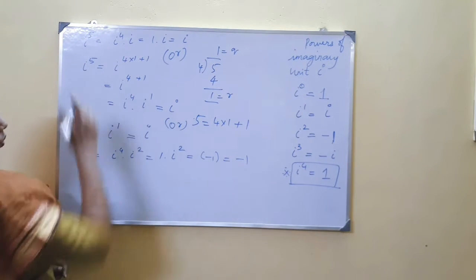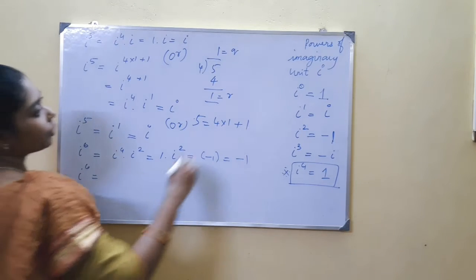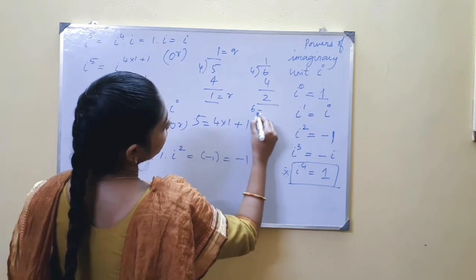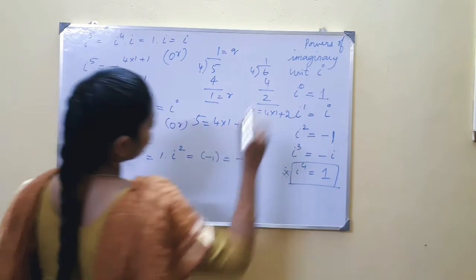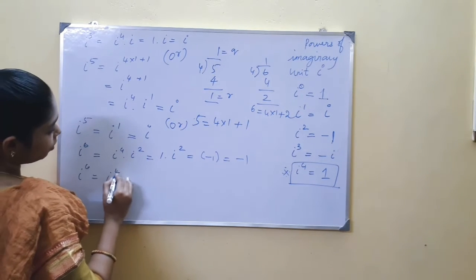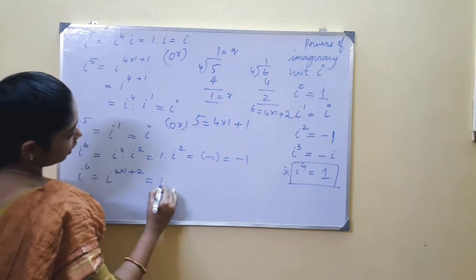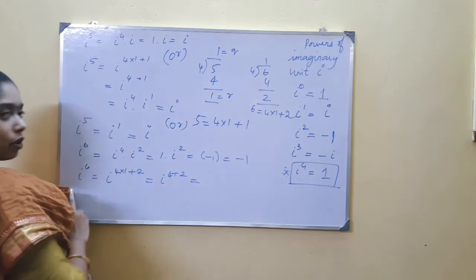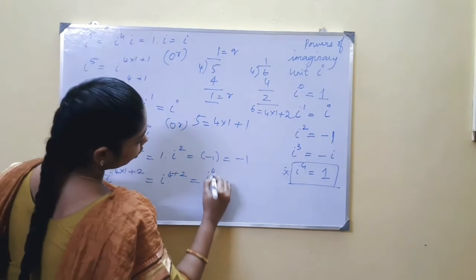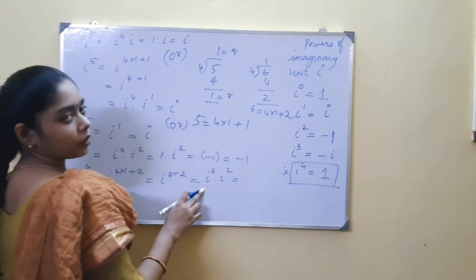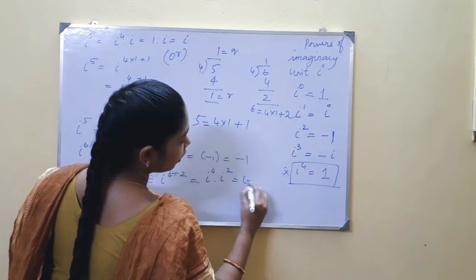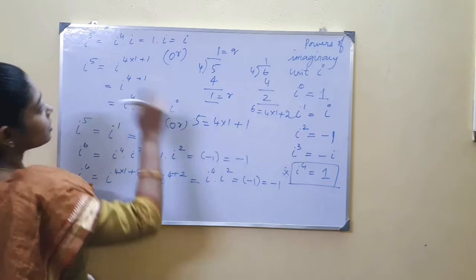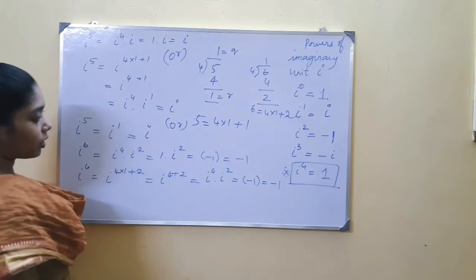In another way, now i power 6. If you divide 6 by 4, 1 time 4, remainder is 2. So 6 can be written as 4 into 1 plus 2. Now observe this clearly. i to the power 4 into 1 plus 2, i to the power 4 plus 2. If you add and write 6, you will get back to the question. Don't do that. i power 4, i power 2. What is i power 4 value? 1. What is i power 2 value? Minus 1. So your answer is minus 1. So you will get the same answer.